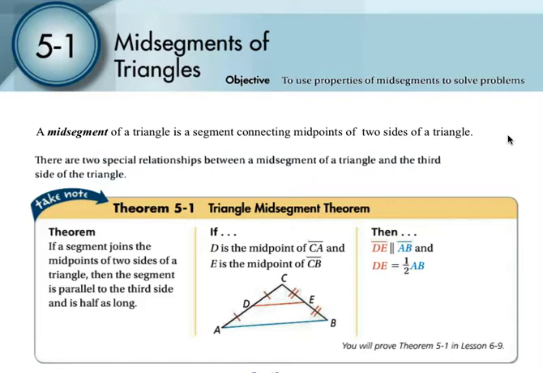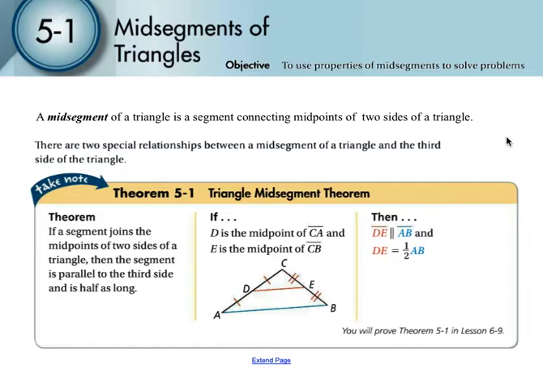So our first theorem is called the triangle midsegment theorem, and basically it says if you have two midpoints, then the segment that connects the two midpoints, in this case midpoint D and midpoint E, this segment DE is called a midsegment. And what happens is DE ends up being parallel to AB, the side that doesn't have any of the midpoints. So DE is parallel to AB, and the length of DE also ends up being half as long as the segment AB.